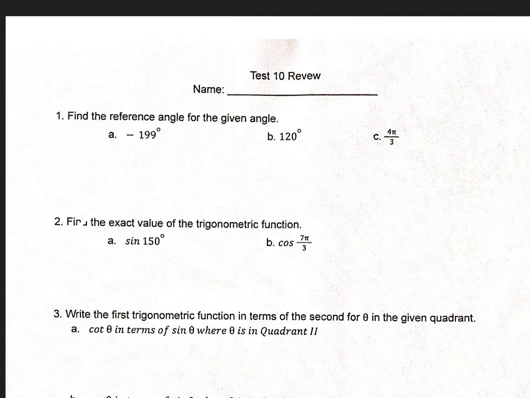All right, guys, let's knock out this chapter, this test 10 review. First, number one of three parts, says find the reference angle for the given angle. Remember, the reference angle is how far away your angle is from the nearest x-axis. It must be acute, must be positive. So 199 is 19 degrees away from 180, so the reference angle will be 19 degrees.